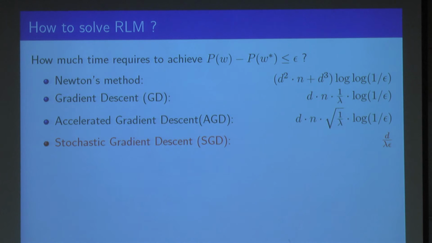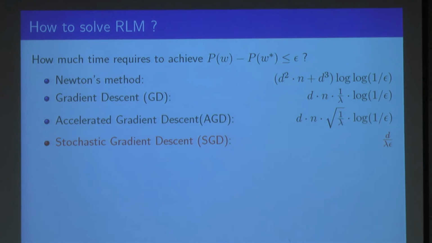But just by looking at all of these numbers, which method is the best? The last one is the best. Why? Because it doesn't depend on n at all. On the other hand, the last one depends on 1 over epsilon, while accelerated gradient descent depends on log 1 over epsilon, and Newton method depends on log 1 over epsilon. So Newton method is the best in its dependence on epsilon, and stochastic gradient descent is the worst in its dependence on epsilon. On the other hand, for the other parameters, the last one is the best.